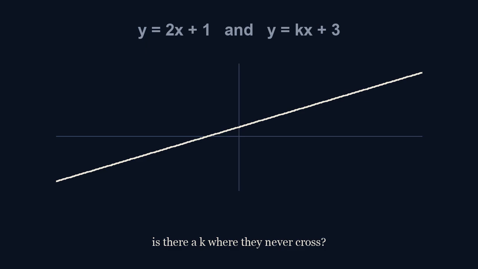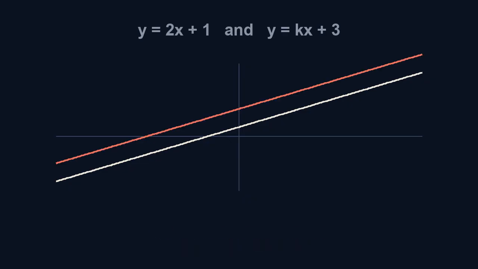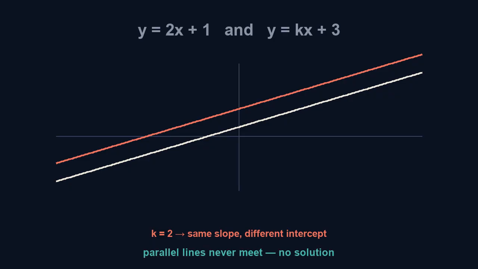2 lines. Y equals 2x plus 1. Y equals kx plus 3. For almost every value of k, they cross exactly once. Is there a value of k where they never cross at all? Yes. When k equals 2, both lines have exactly the same slope. Same steepness, different starting height. They run side by side forever and never touch. Same slope, different intercept, equals no solution, guaranteed.